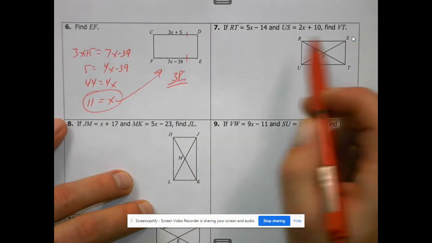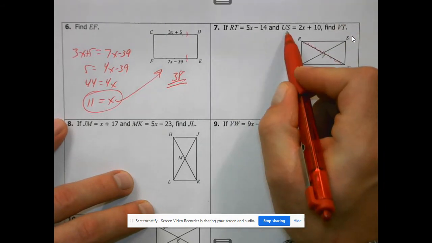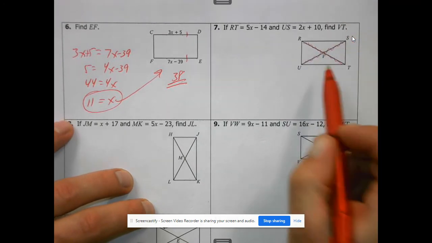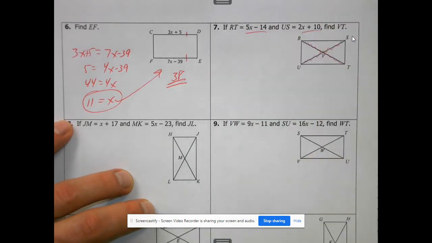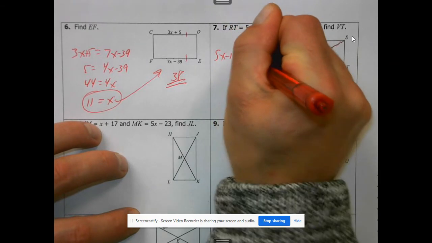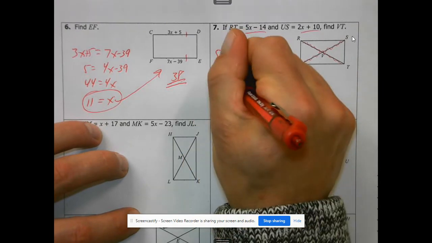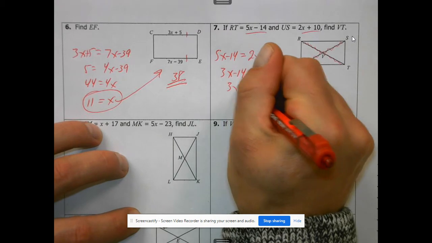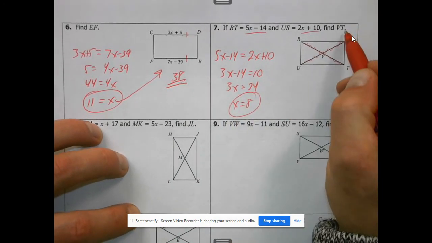Let's see. RT is this whole diagonal right here. US is this whole diagonal right there. Find VT. Well, I know that this diagonal is congruent to this diagonal, so I can set this stuff equal to that stuff. So 5x minus 14 is 2x plus 10. Subtract 2x over, add the 14, divide by 3, x is 8, and it wants VT.